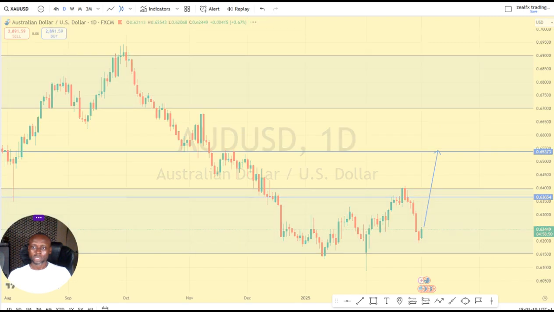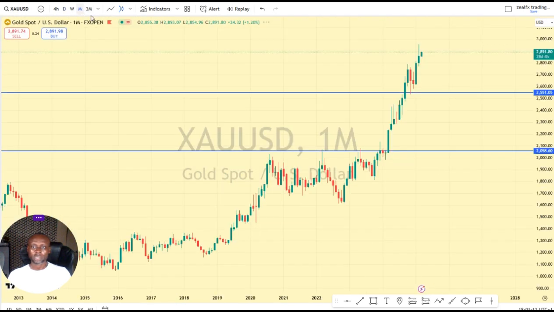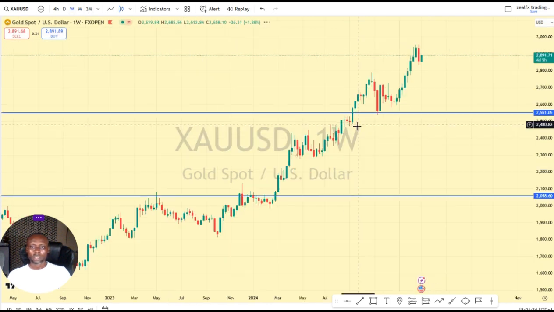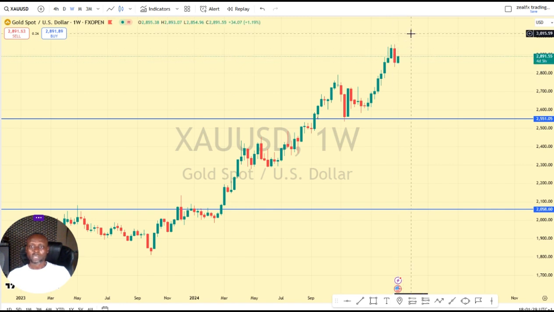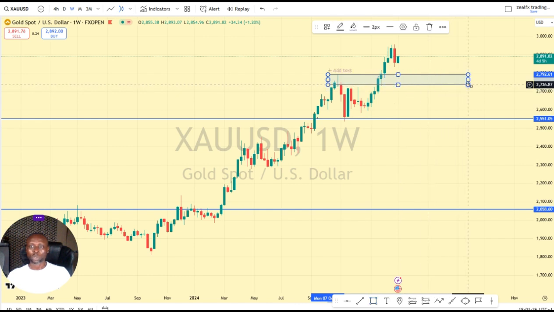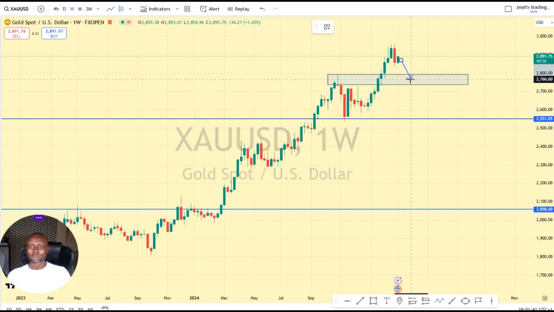So let's look at our next pair, which is the gold USD. Gold USD on the monthly chart remains in an uptrend. So long as price remains in an uptrend on the gold USD, we expect price to continue to push higher. So let's look at the weekly chart of the gold USD. On my weekly chart, we have a bearish engulfing candlestick. So long as we have this bearish engulfing candlestick, we expect price to test this weekly support level before we look for a buying opportunity for the gold USD. So we're expecting price to do a retest of this level, then we'll look for a buying opportunity.